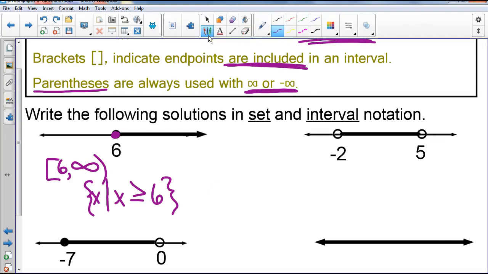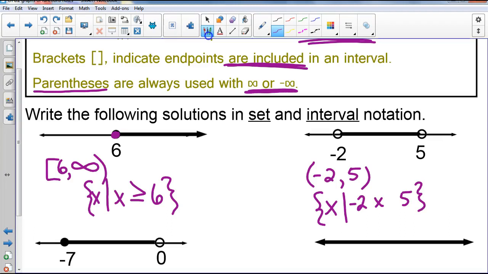So we're going to come over here. We're going to do interval first. So it starts at -2, and it ends at 5. So we just have to figure out bracket or parentheses. Because it's open circles for both, that means it's parentheses because those points are not included. And then set notation, you always start with the brace. x is a solution such that, bar means such that. And then you have to figure out, well, x is between -2 and 5. So this means that we have a compound inequality. And we use just the less than symbols for both because those points are not included.